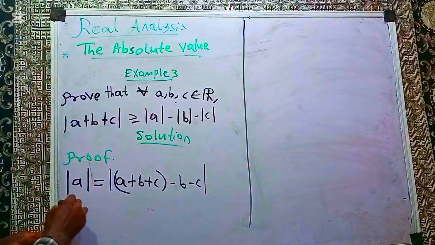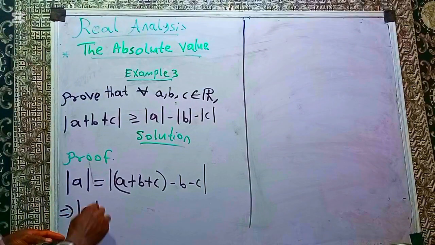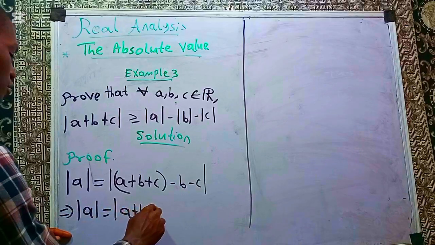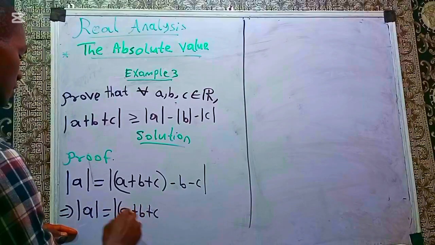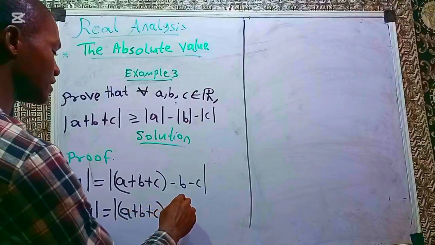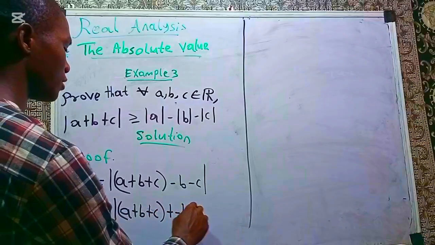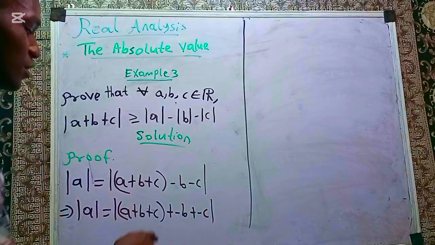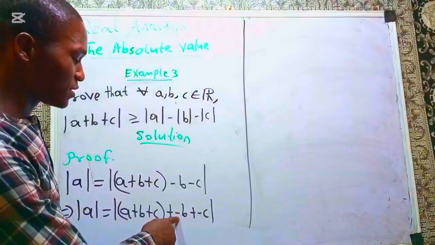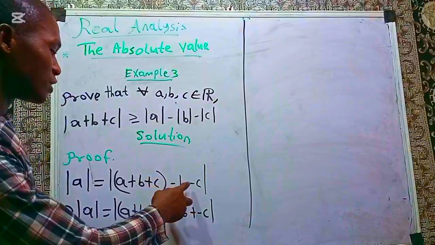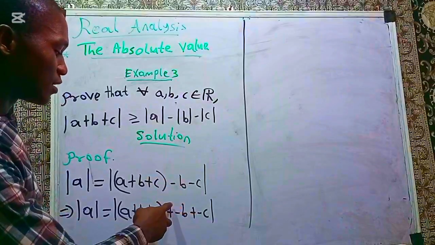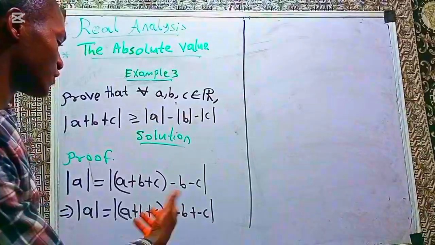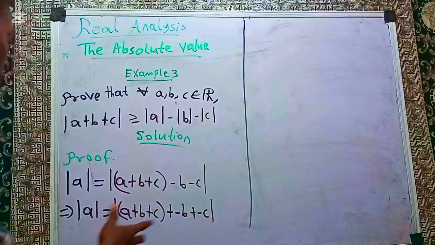So this implies absolute value of a is equal to absolute value of a plus b plus c plus negative b, right, plus negative c absolute value. You know that plus minus is a minus, so negative b is same thing as plus negative b, right? Because plus minus will give you minus. So this is what we'll have.